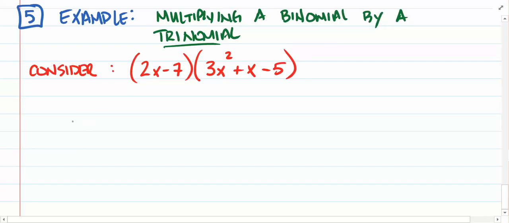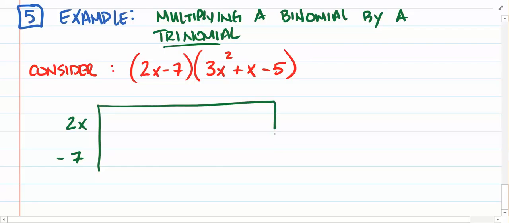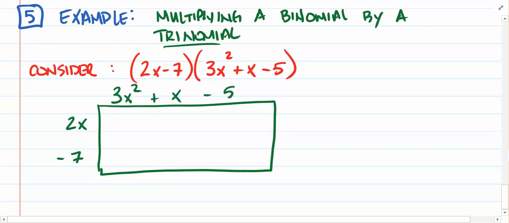So I'm going to write down 2x and then a minus 7. Now I could have written it on the top, it doesn't matter where you put it, okay? As long as you just write all the terms down. So what I have here is a 3x squared, I have a plus x, and then I have a minus 5. And I'm going to draw a line for each term. So I have 6 terms that I need to multiply, which makes sense because a binomial has 2 terms and a trinomial has 3 terms, and we're multiplying them together, so we should have 6 terms. So that makes total sense.